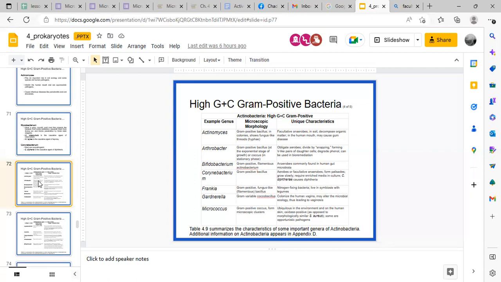Another genus under the class Actinobacteria is Frankia. This is one of the nitrogen-fixing bacteria and lives in symbiosis with legumes. So again, you have legumes like peanuts that help in enriching the soil, basically by adding nitrogen compounds to the soil.